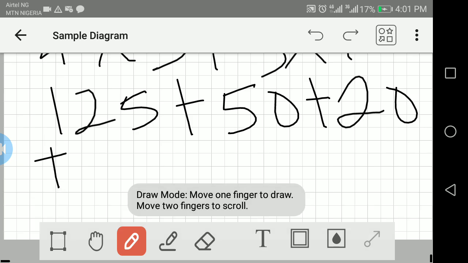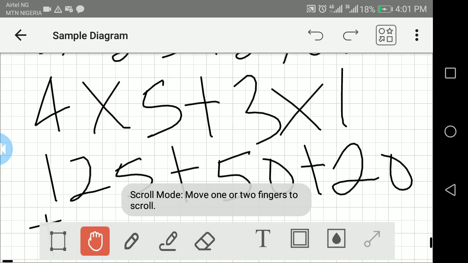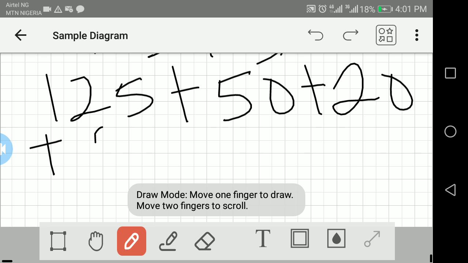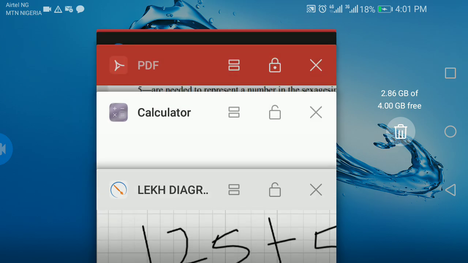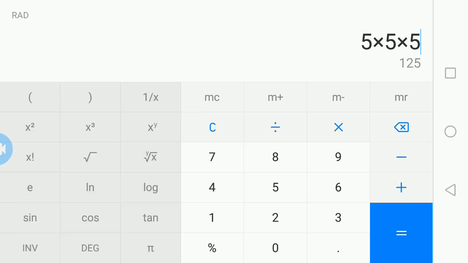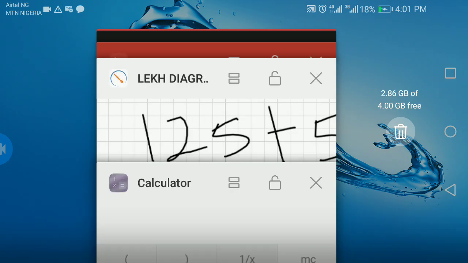Plus 3 times 1 is 3. So now let's total everything: 125 plus 50 plus 20 plus 3. Let's go to the calculator. 125 plus 50 plus 20 plus 3. We have 198.